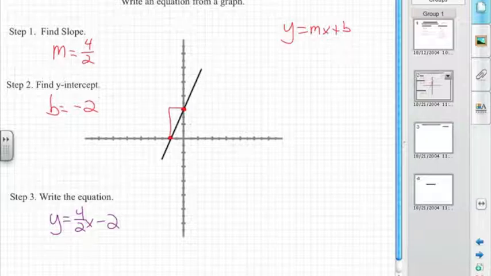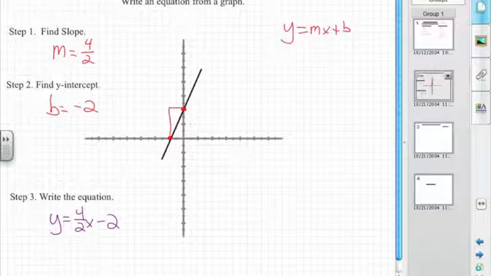You're welcome to simplify the 4 over 2 down to 2 over 1 or even 2x if you want. That's fine. It's up to you. I will accept any version of that you like to give. So you're all set with that.